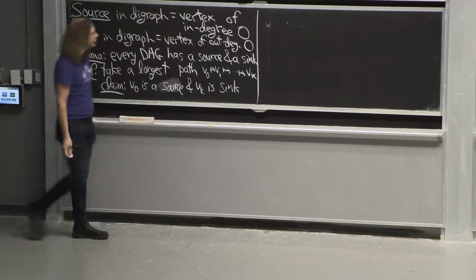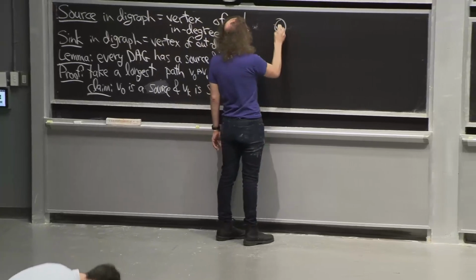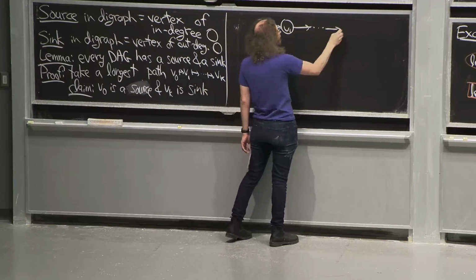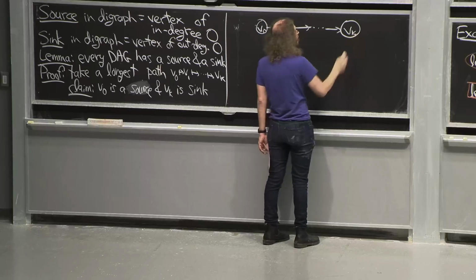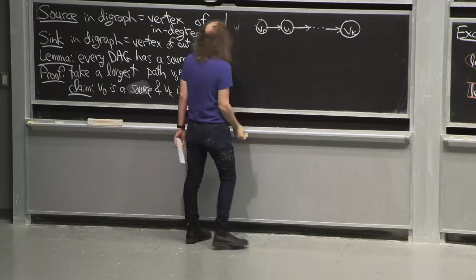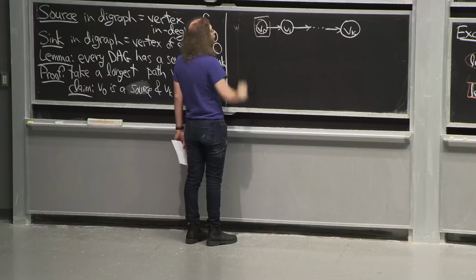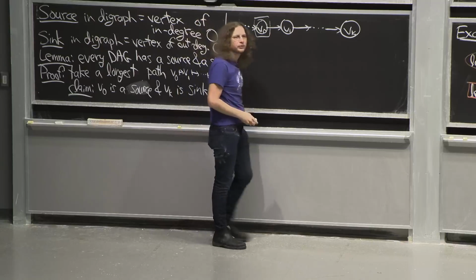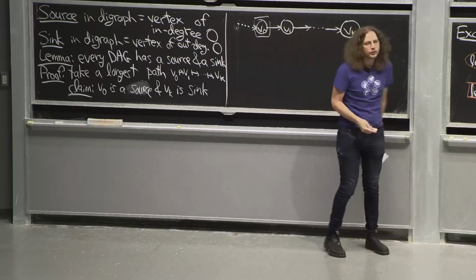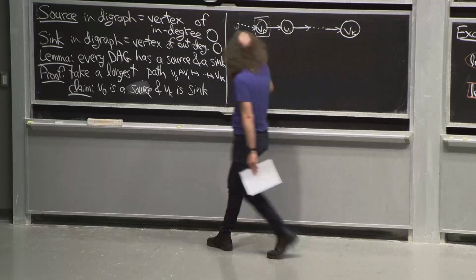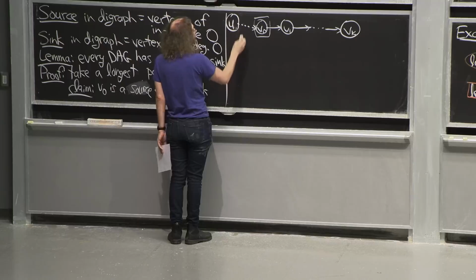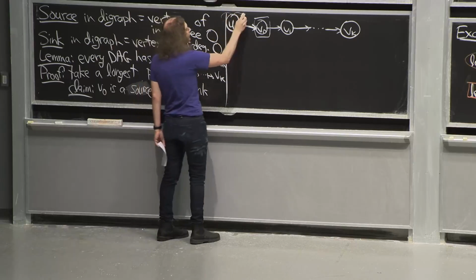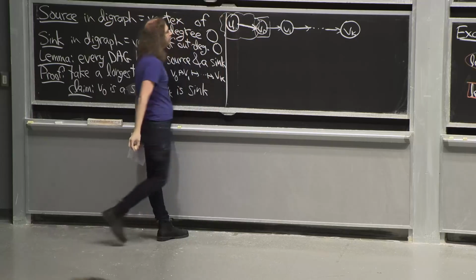OK, why? Let me do a proof by picture. So here is our hypothetical longest path. And I want to claim, for example, that v0 is a source, meaning there is no incoming edge into v0. Its in degree is 0. Well, let's prove it by contradiction. Suppose there was some vertex here, u, and there was an edge from u to v0. This is for contradiction. Imagine that this happens.